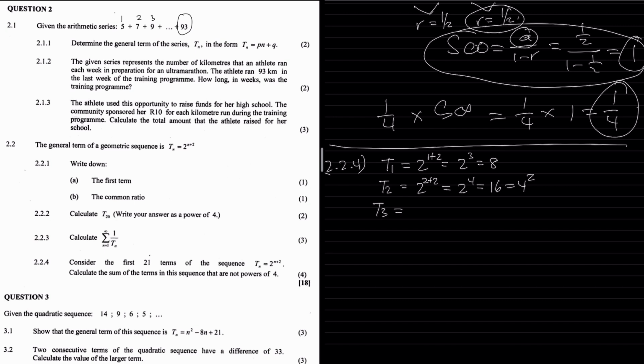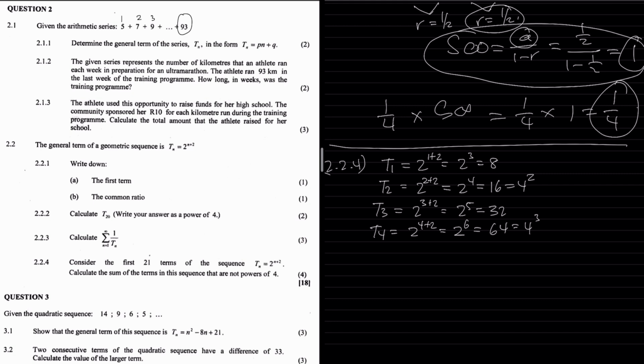T3, that's going to be 2 to the power of 3 plus 2. That's 2 to the power of 5, which is 32. That is not a power of 4. And let's just do one more. T4, that's going to be 2 to the power of 4 plus 2. That's 2 to the power of 6, which is 64. That is 4 to the power of 3.